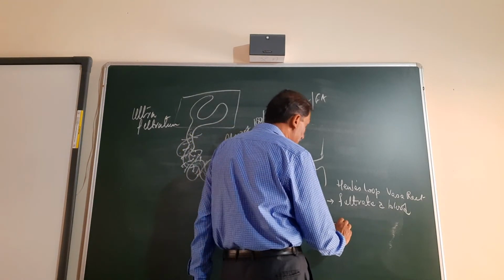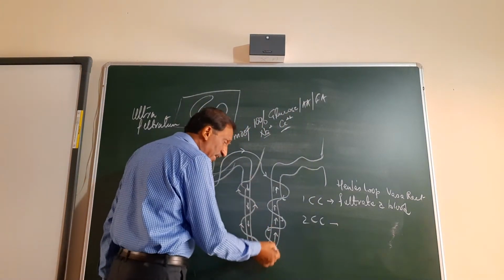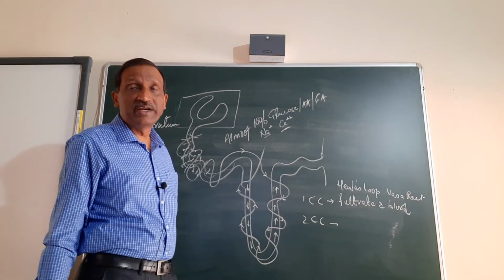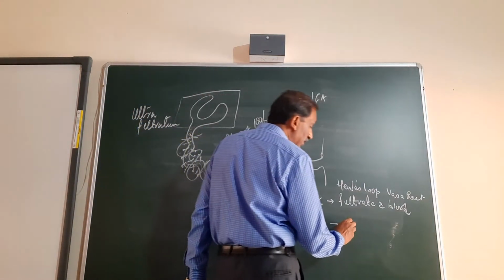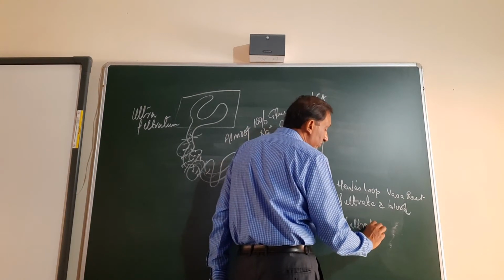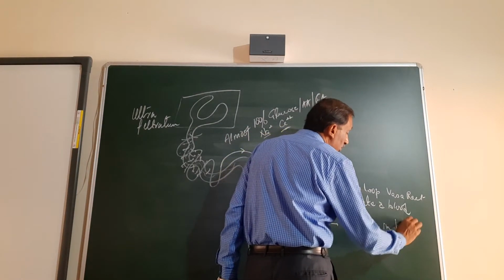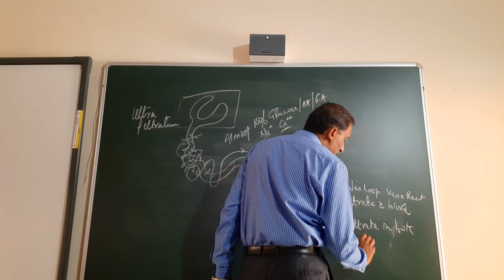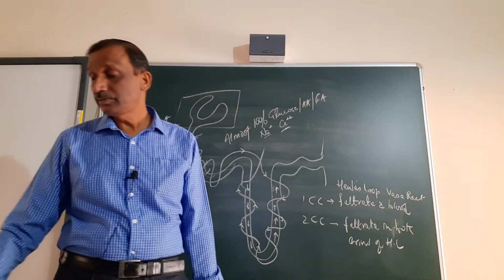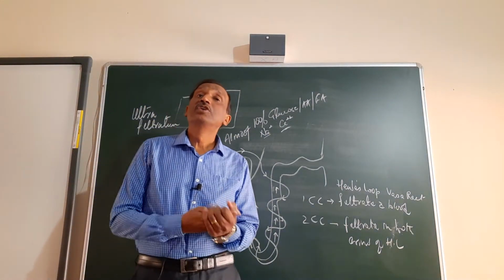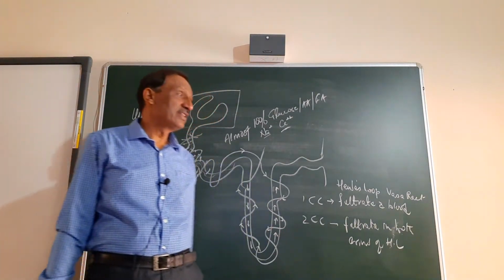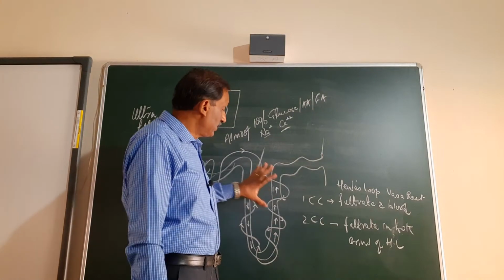The second counter current is that in both the arms of the Henle's loop, the filtrate is flowing in the opposite direction. Sorry, the filtrate is flowing in the opposite direction in both arms of Henle's loop. What will happen because of this? Let's see what happens.